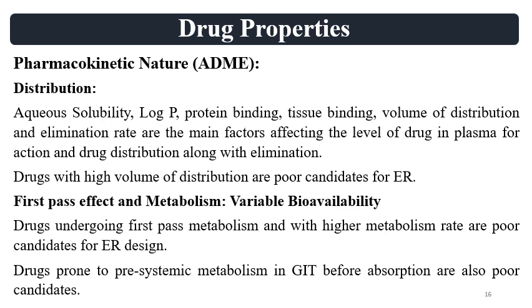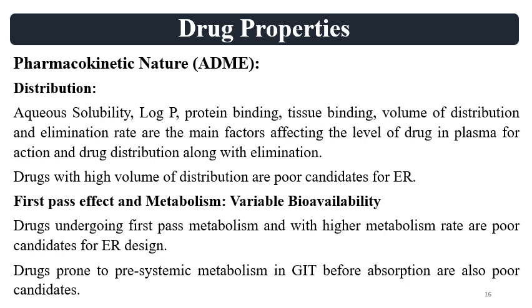Distribution. Aqueous solubility of the API or drug, log P, protein binding, tissue binding, volume of distribution and elimination rate are the key parameters affecting the level of drug in the plasma, and that's why affecting the action of the drug. So drug distribution and elimination are required to be considered for ER design. Drugs with a high volume of distribution are poor candidates because if there is a high volume of distribution, at that time the drug will have a longer half-life.